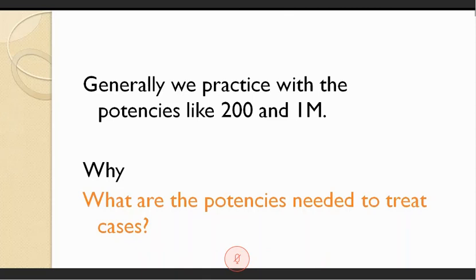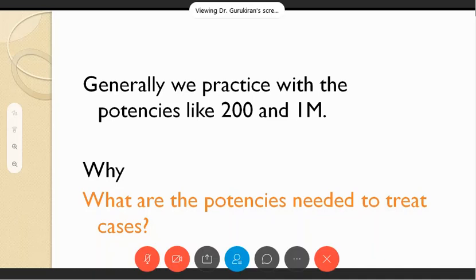Difficult to keep all the potencies. Lack of space. Okay, one thing. Then any other thing? So what are the criteria to know to select the potency and to go higher and to go lower? So what are the criteria that we have to do?